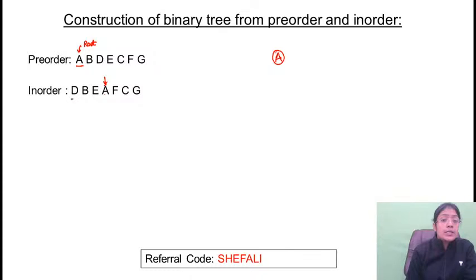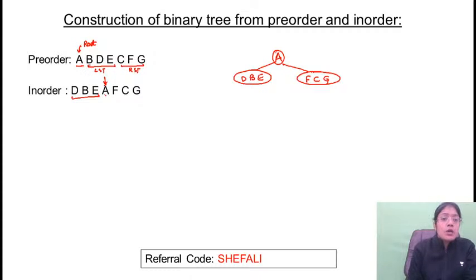So जितने भी elements A के left में हैं, those will be the elements of the left subtree. So we got D, B and E. And the elements which belong to the right subtree are present on the right side of the root, that is F, C and G. Now among these 3 elements, which will be the root? So consider these 3 elements. It's DBE and CFG. This is another group. So these are the elements of the left subtree. These are the elements of the right subtree.